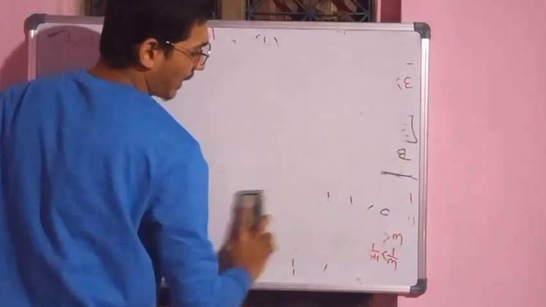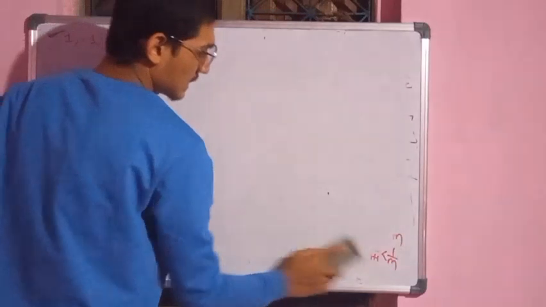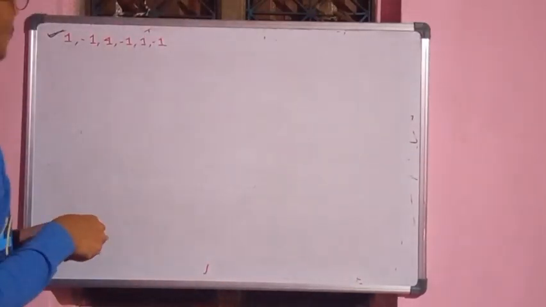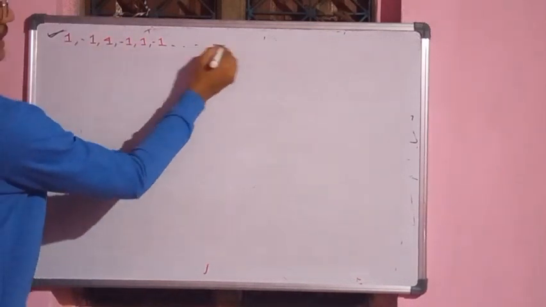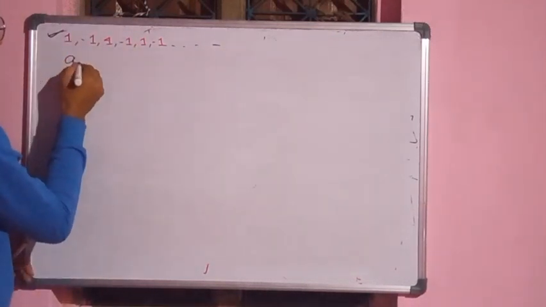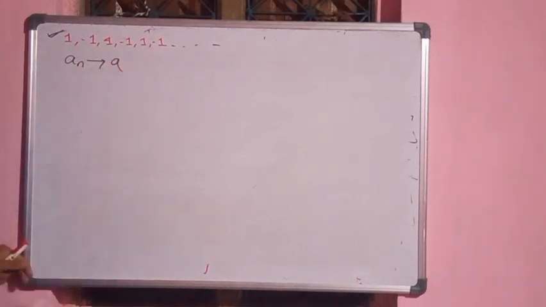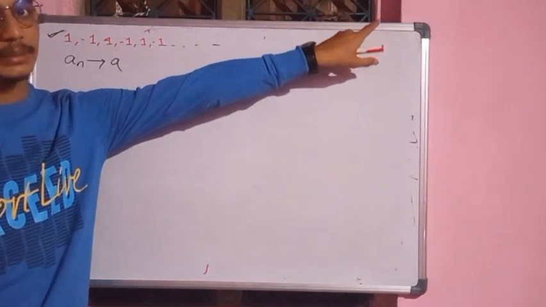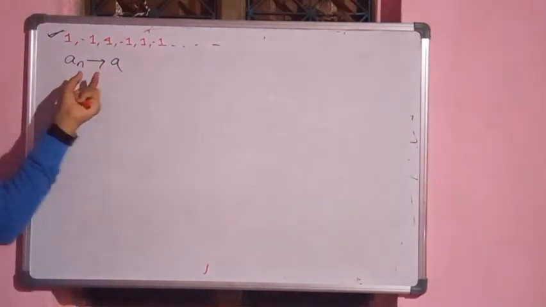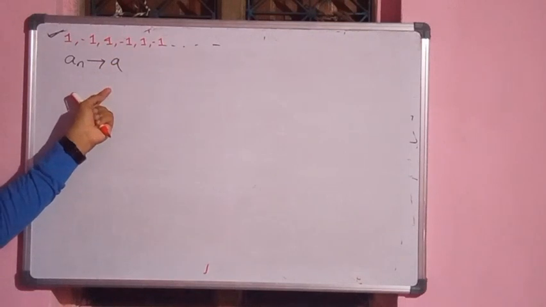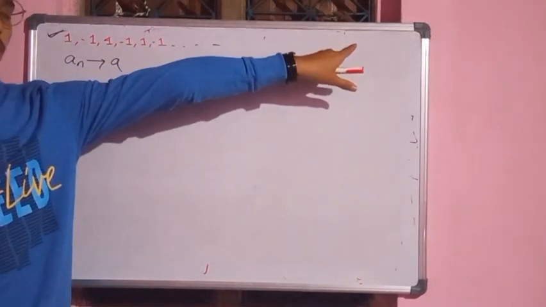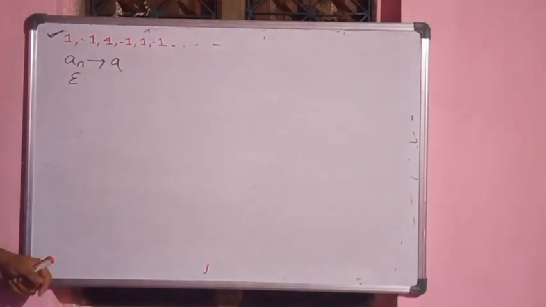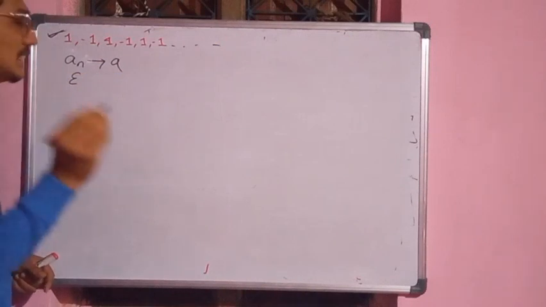Suppose my sequence is like 1, minus 1, 1, minus 1, like this. I have to find out whether it is convergent or divergent. Let's say I don't know whether it is convergent or divergent, and let's say my sequence is converging towards A. In the previous case, A was given, so we had to prove that the sequence converges to it. Here I don't know A, and I don't know epsilon either, so I am assuming any epsilon, say 0.1 or 0.2, whatever you can take, but it should be positive.